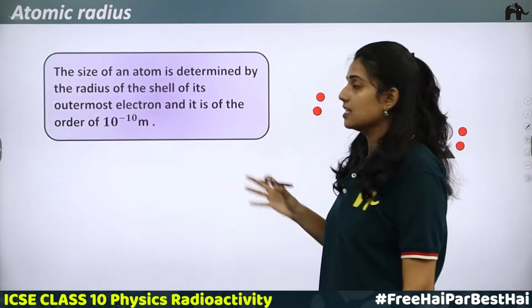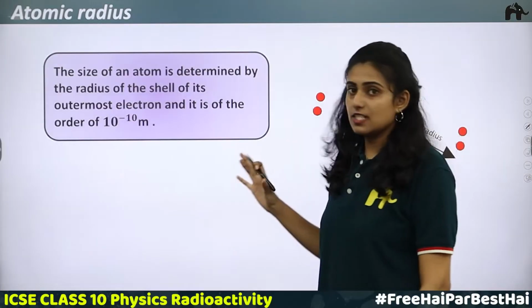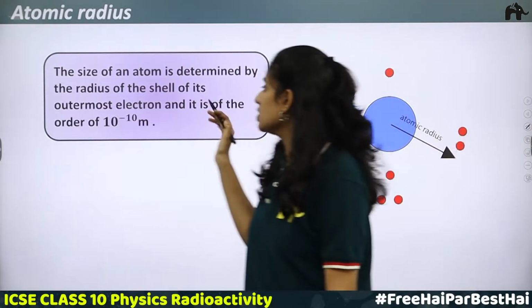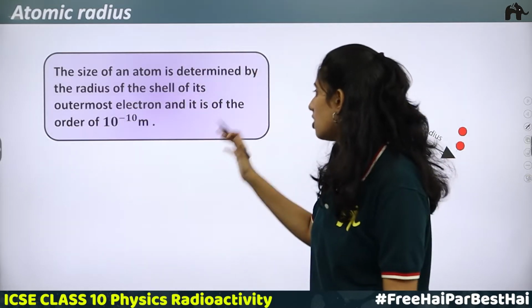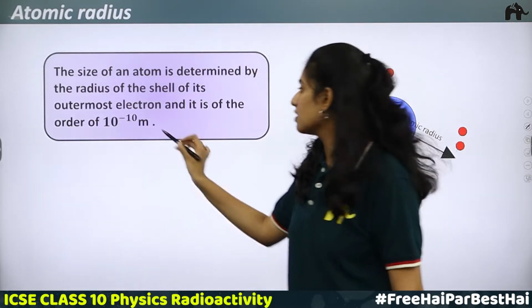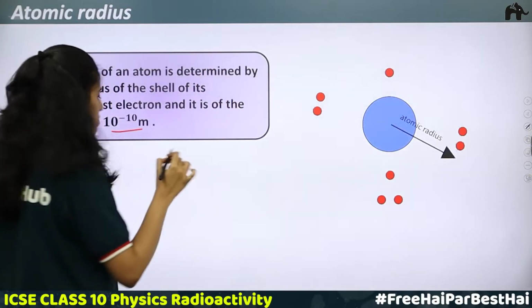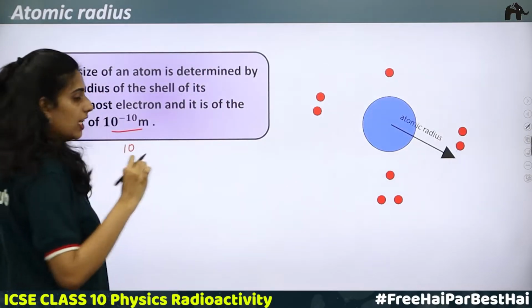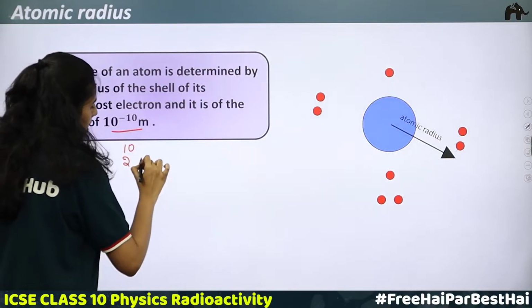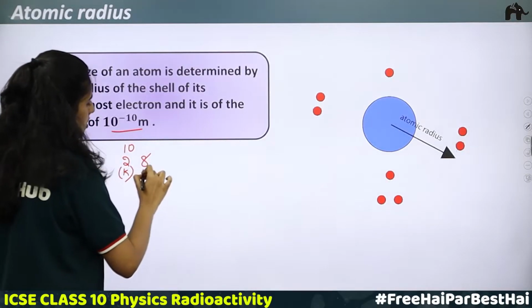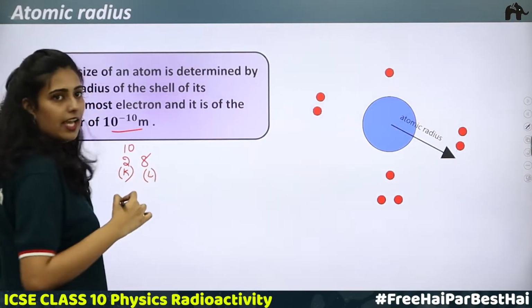Next, atomic radius. To calculate the size of an atom, atomic radius is used. The size of an atom is determined by the radius of the shell of its outermost electron, and it is of the order of 10 raised to minus 10 meter. As we said, if the number of electrons is 10, we know that there will be K shell and L shell. K shell will contain 2 electrons and L shell will contain 8 electrons.